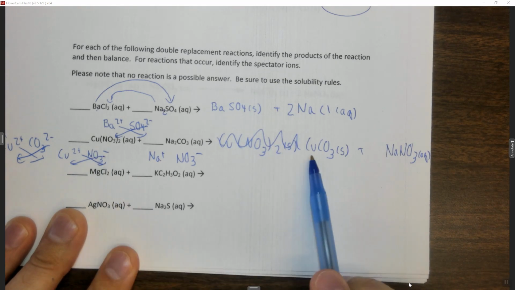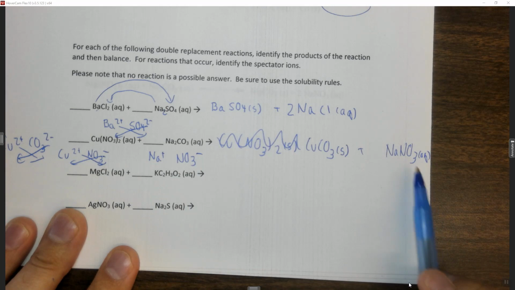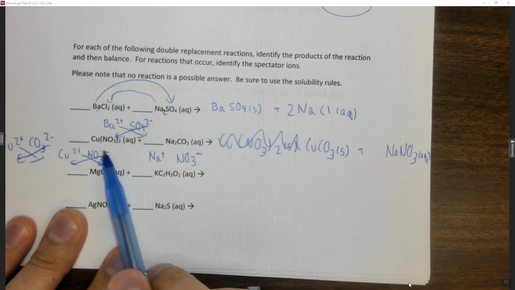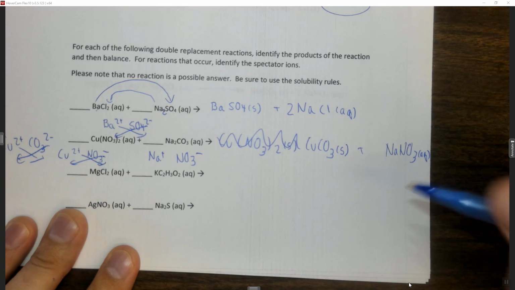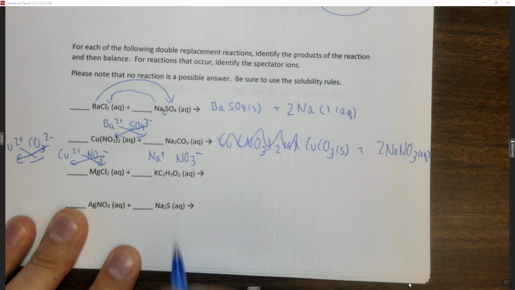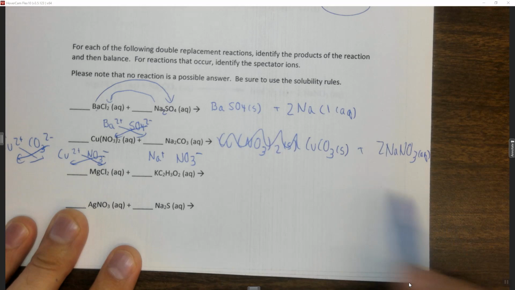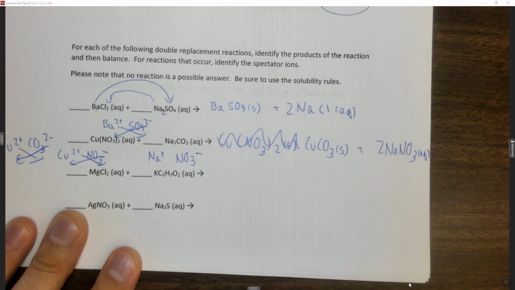We have 1 copper, 1 copper. 2 nitrates, only 1 nitrate. Do not try to balance oxygens because it'll get confusing. Nitrate, nitrate. So if there's 2 nitrates, we need 2 sodium nitrates. 2 sodiums, 1 carbonate, 1 carbonate. All we had to do was put a 2 on sodium nitrate.